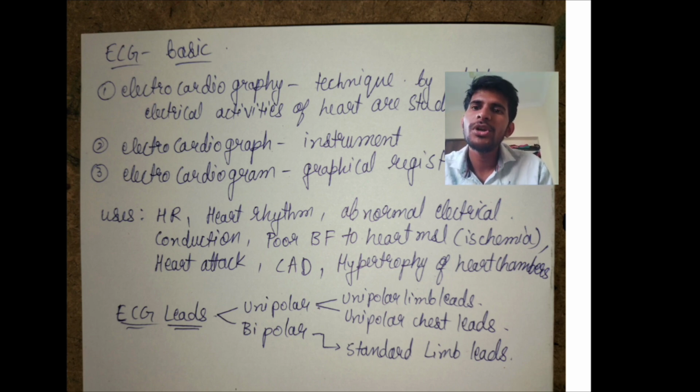Unipolar limb leads and unipolar chest leads. And in bipolar, there are standard limb leads. Standard limb leads are L1, L2, and L3. Unipolar limb leads are AVR, AVL, and AVF. Unipolar chest leads are V1, V2, V3, V4, V5, V6.